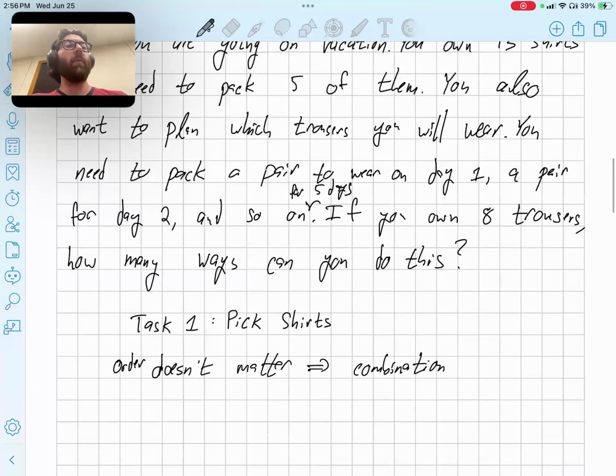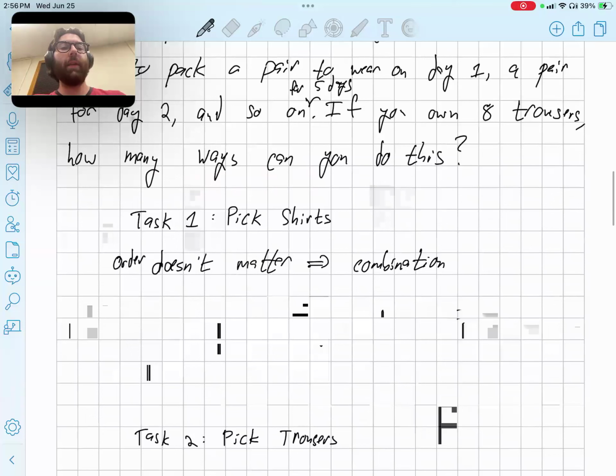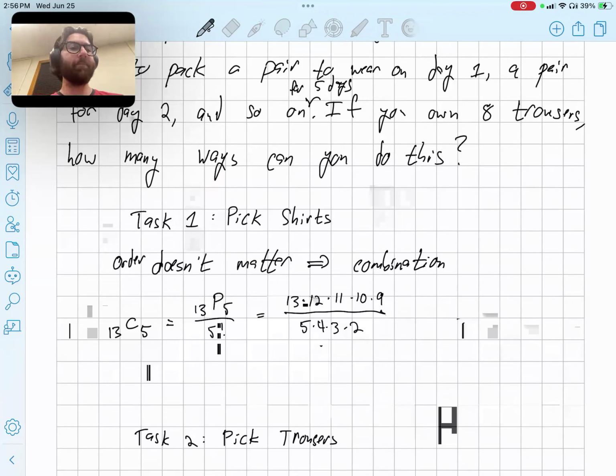And so when we're doing this combination, we have 13 shirts. We're choosing 5 of them. So that's 13 choose 5. That's 13 permute 5 divided by 5 factorial. So that's 13 times 12 times 11 times 10 times 9 divided by 5 times 4 times 3 times 2. And I won't bother writing the 1.